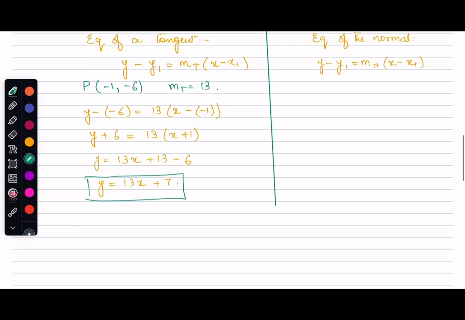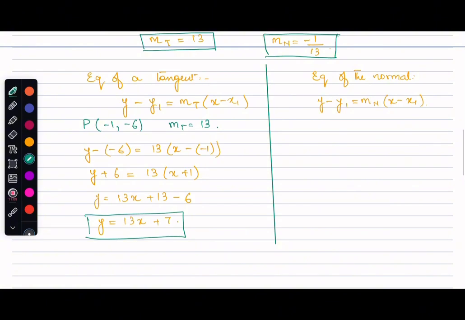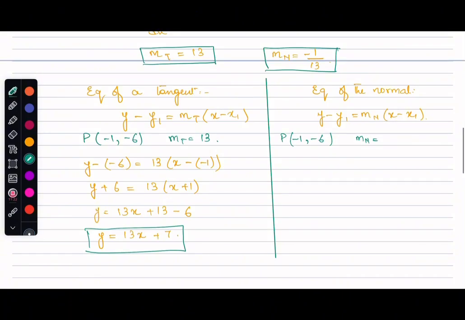To get the equation of the normal, I shall be substituting the point P for x1 and y1. The gradient of the normal, we found, is -1/13. So these are the two things that I shall be substituting in this straight line equation. And then here I will say that this is going to be y minus -6 equals -1/13, and it's going to be x minus -1 here.